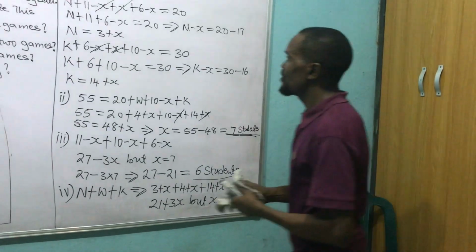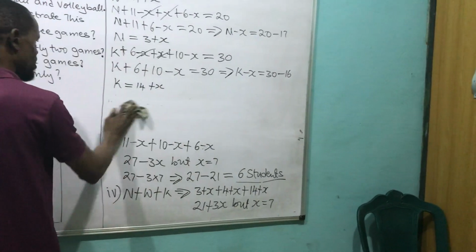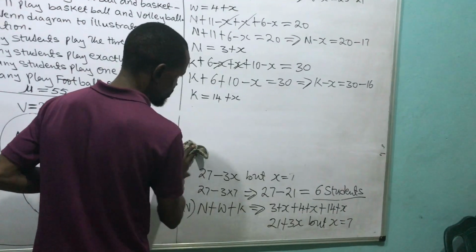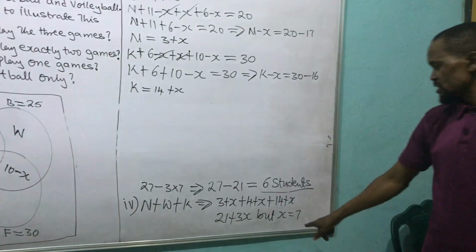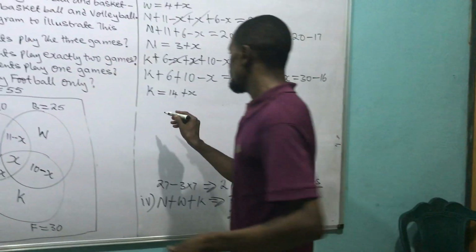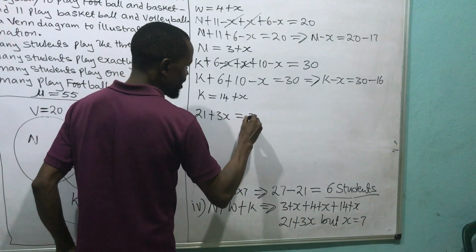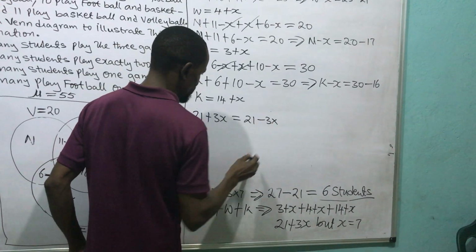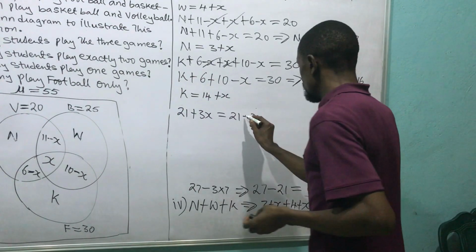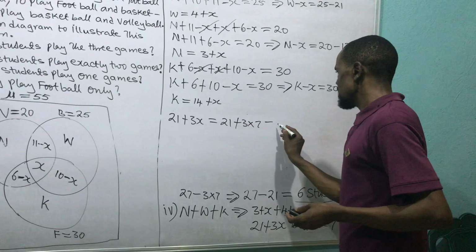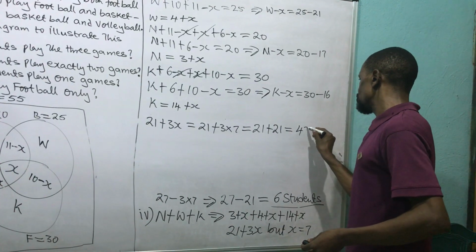Let me clear this particular one so I can complete what we are talking about. We are in question number 4. I've calculated my x to be 7. Taking this 7 to put in x here, I have 21 plus 3x, which implies 21 plus 3 times 7. Not minus, plus. 3 times 7 is 21, and 21 plus 21 gives me 42 students.